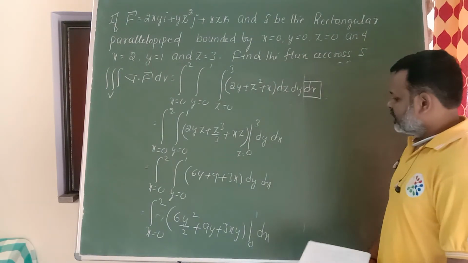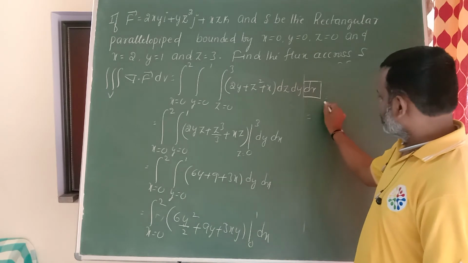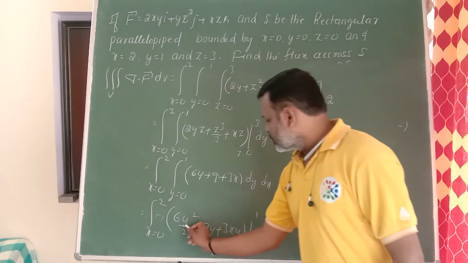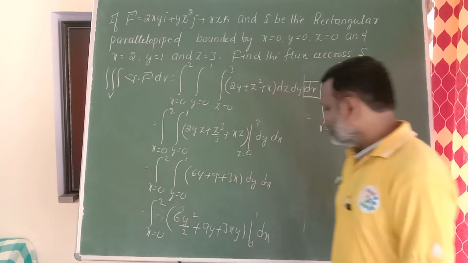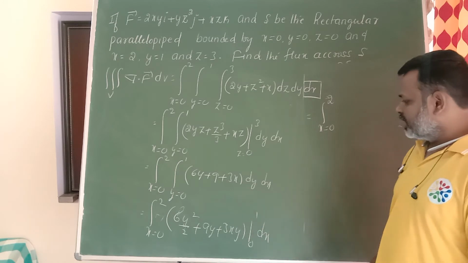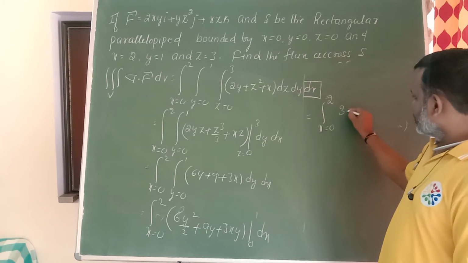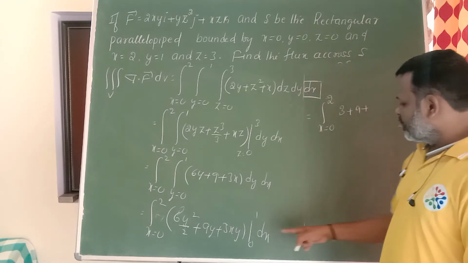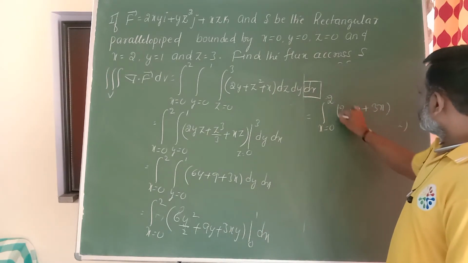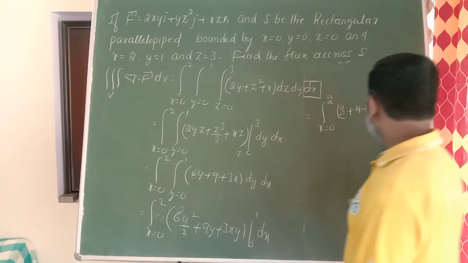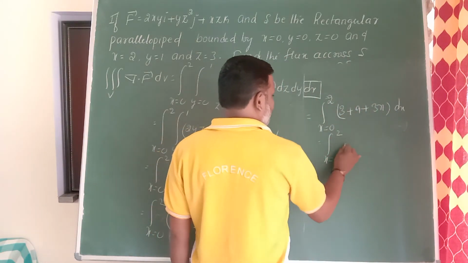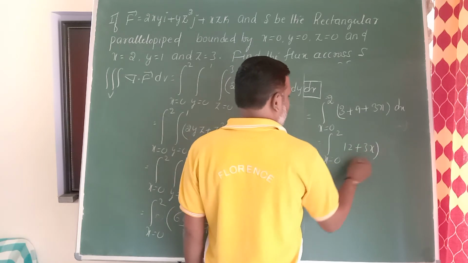Now what happens here? x is from 0 to 2: 6y square by 2 gives 3 times y square, and y value is 1. Here the lower limit is not needed. That becomes 3 plus 9 plus 3x, into dx. Now the remaining thing is x from 0 to 2, 9 plus 3 is 12, plus 3x into dx.